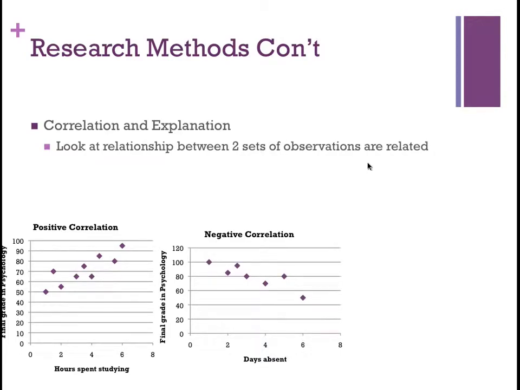A negative correlation is where you're going to start to see, obviously, a negative effect. So your final grade in psychology versus the days absent. You can see those that were absent more had a lower grade than those that were here every day or only missed 1 or 2 days.